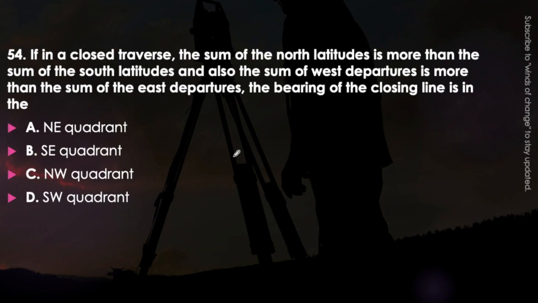Next question. If in a closed traverse the sum of the north latitude is more than the sum of the south latitude, and also the sum of the west departure is more than the sum of the east departure, the bearing of the closing line is in the northeast quadrant, southeast quadrant, northwest quadrant, or southwest quadrant. Just think about it. Here the sum of north latitude is more than the sum of south latitude, so the error will lie in the north. And the sum of west departure is more than east departure, so it will lie in the northwest. The error will lie in the northwest, so the bearing of the closing line will be observed in the southeast quadrant, opposite to these two. Okay, so option B will be the correct answer.